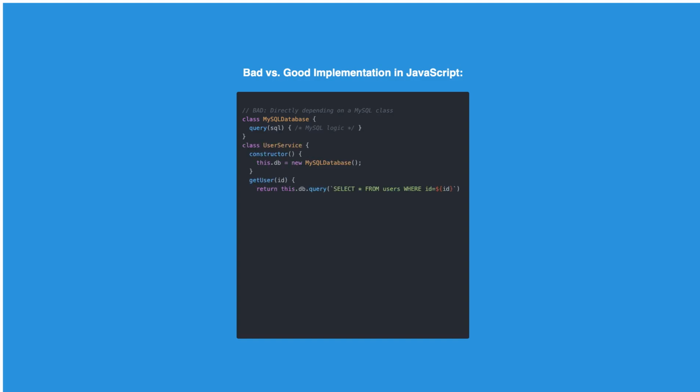In the first example, user service is locked into a MySQL database. If you switch to MongoDB, you'll have to rewrite the service code. In the improved version, you inject any database object that implements query. Now, swapping databases or using mocks for testing is a breeze, all thanks to depending on an abstraction rather than a concrete class.